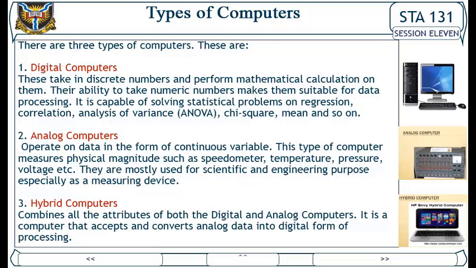2. Analog computers operate on data in the form of continuous variable. This type of computer measures physical magnitude such as speedometer, temperature, pressure, voltage, etc. They are mostly used for scientific and engineering purposes, especially as a measuring device. 3. Hybrid computers combine all the attributes of both the digital and analog computers. It is a computer that accepts and converts analog data into digital form for processing.